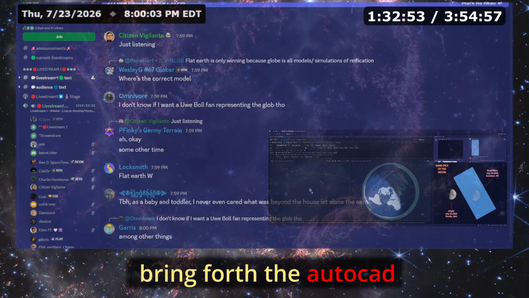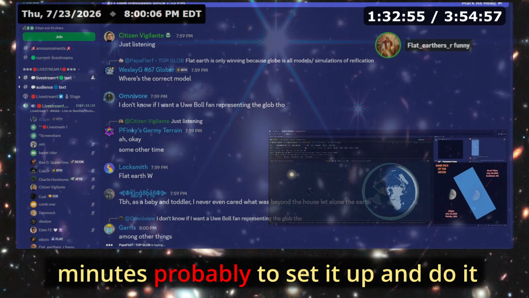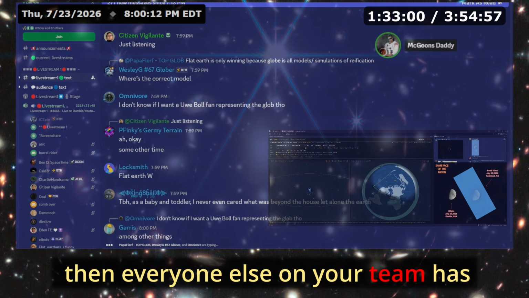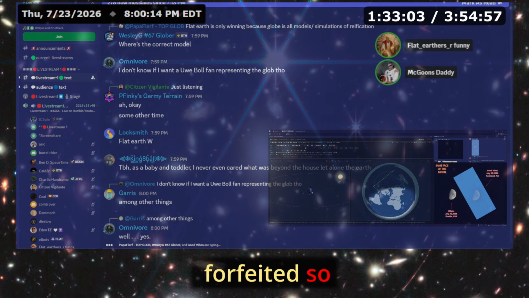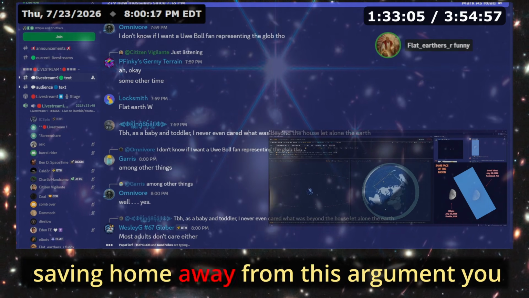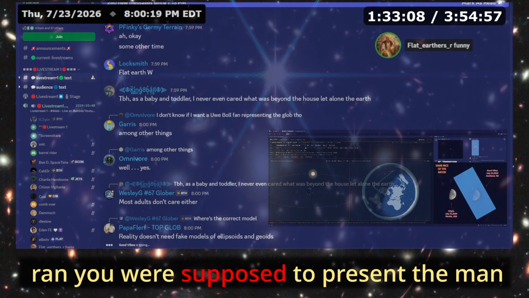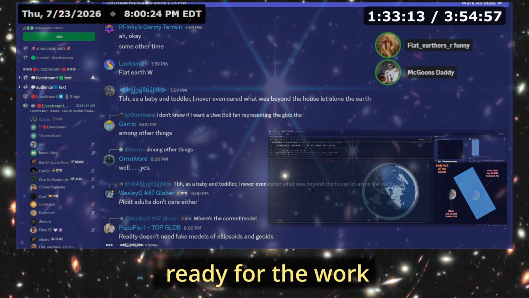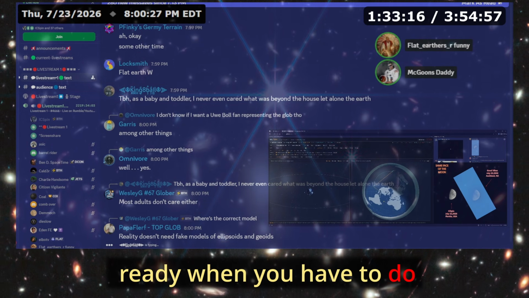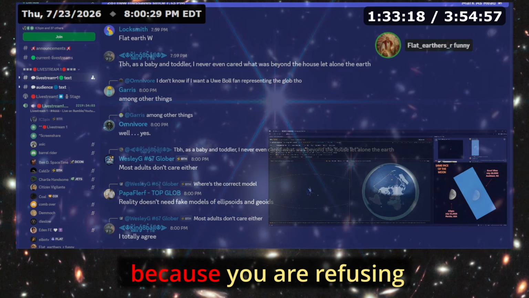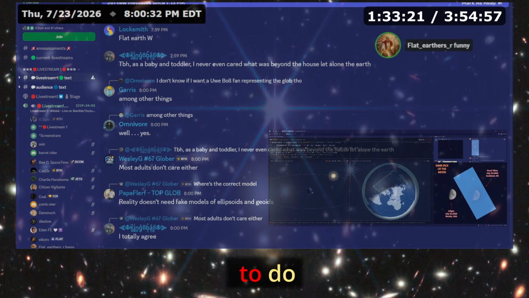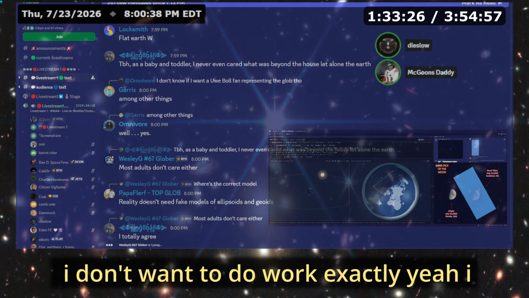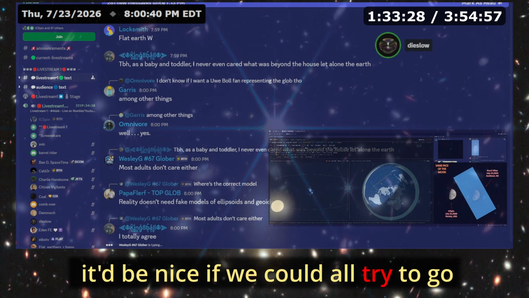Bring forth the AutoCAD. All right, it's going to take me like 15 minutes probably to set it up and do it. Hit me up in 15 minutes. Until then, everyone else on your team is basically forfeited. You ran away from this argument. You were supposed to present the math here. You said this is inconsistent. I'm right here, ready now, for the AutoCAD. I literally have to do the work for you because you are refusing to do it. Exactly, that's exactly what I'm doing. I don't want to do work. I want you to make an argument. It'd be nice if we could all try to go one at a time, please.